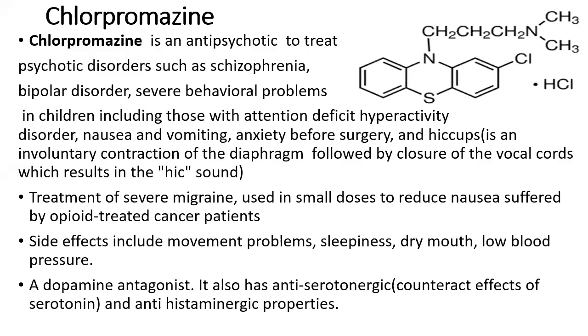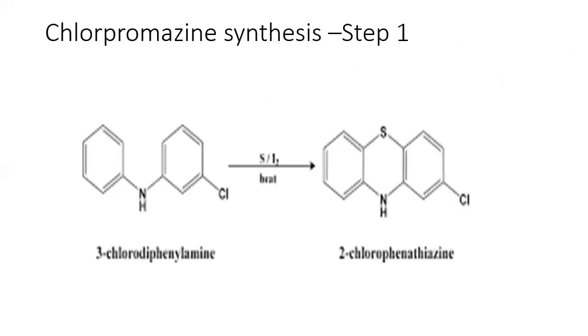So these are the uses of chlorpromazine. So mainly it is an antipsychotic. Then apart from this, it can be used in behavioral problems in children like ADH, then treatment of migraine. Okay, these are all some of the uses of chlorpromazine. So now we come to the synthesis of chlorpromazine. So you can see here.